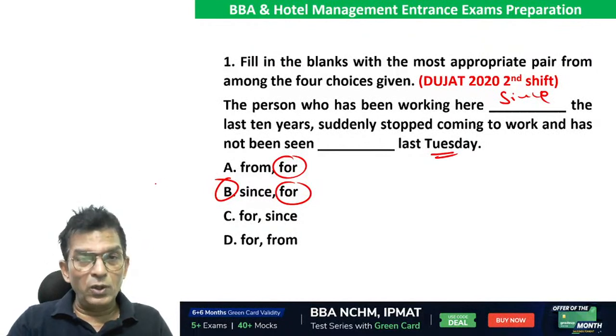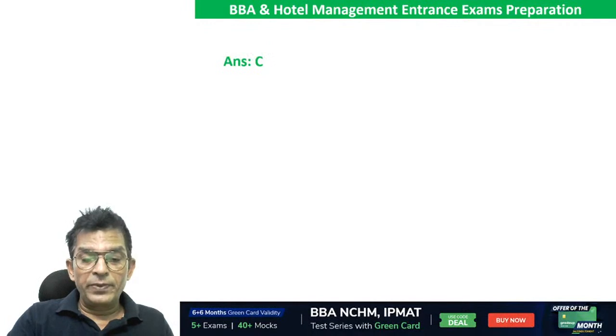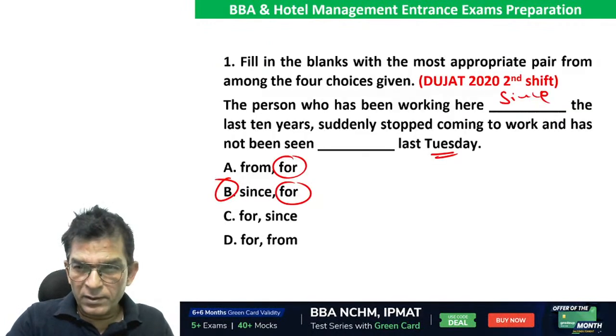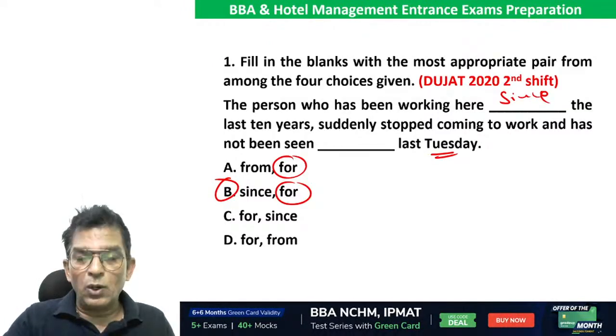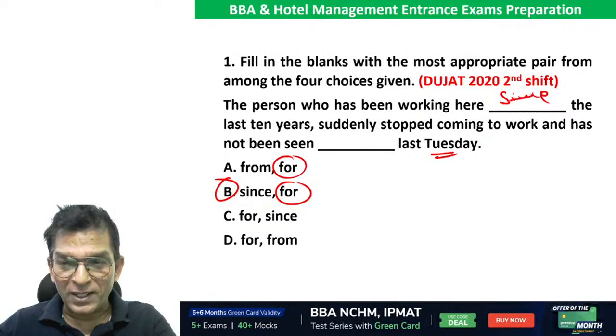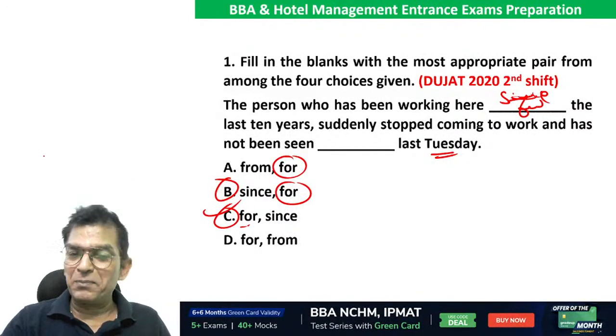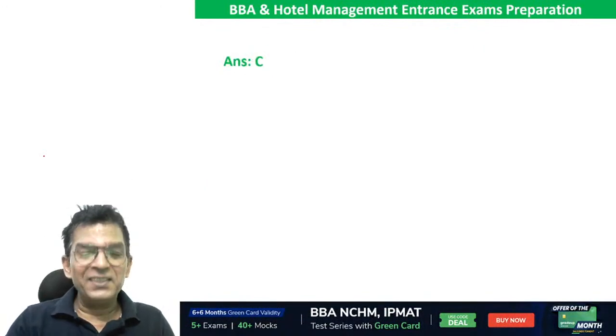First of all, knowing the concept and then being able to apply it well. Okay, it says C. Oh, sorry, it is C. Since cannot come in the first one, right? Since the last 10 years, we have to write for the last 10 years. So it has to be for and since. I'm sorry, C, absolutely. I actually messed it up.